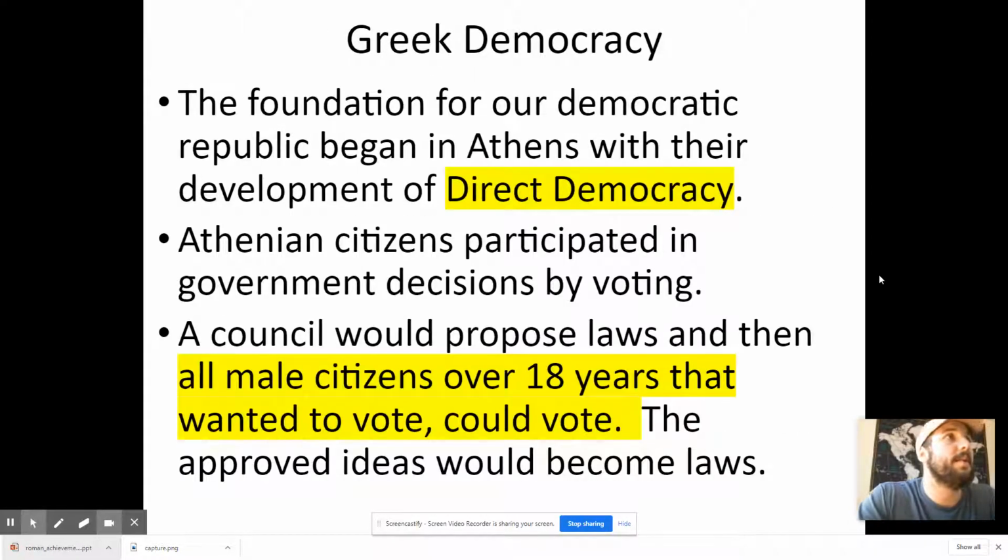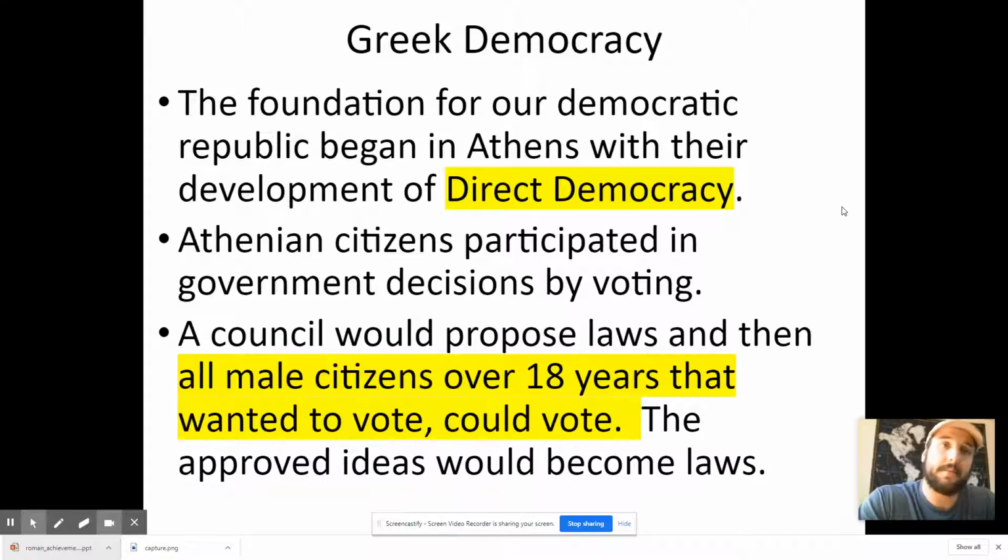The first one that I want to talk about is Greek democracy. Greece is the foundation for all of our democratic republics, and it began in one of the centers of Greek society, because Greece was made of city-states. It wasn't one whole country, and the city-state we're talking about is Athens. They developed direct democracy.